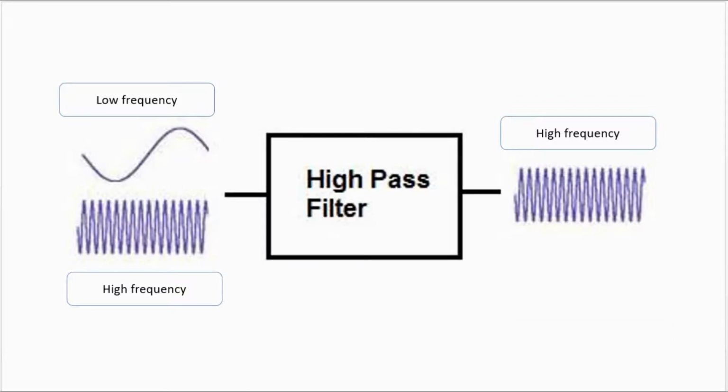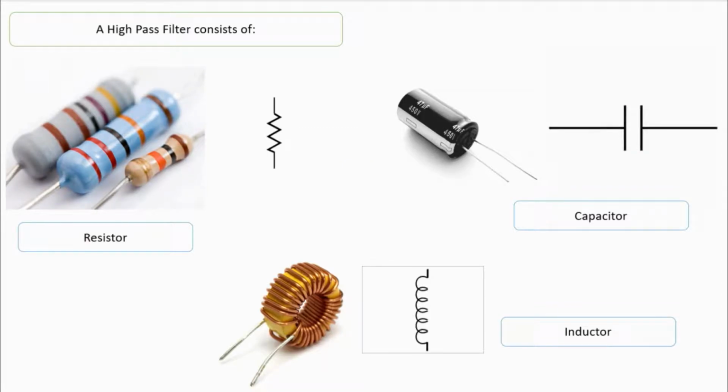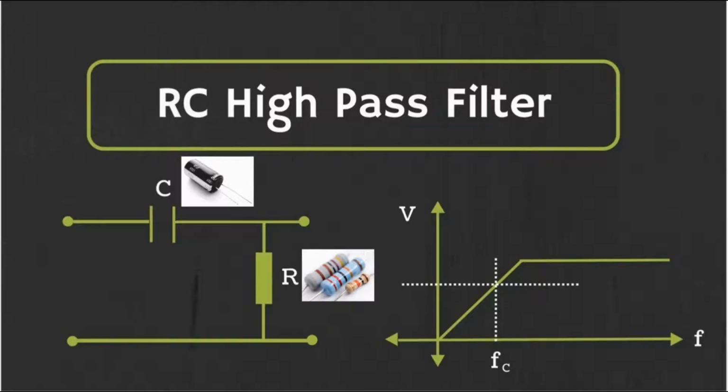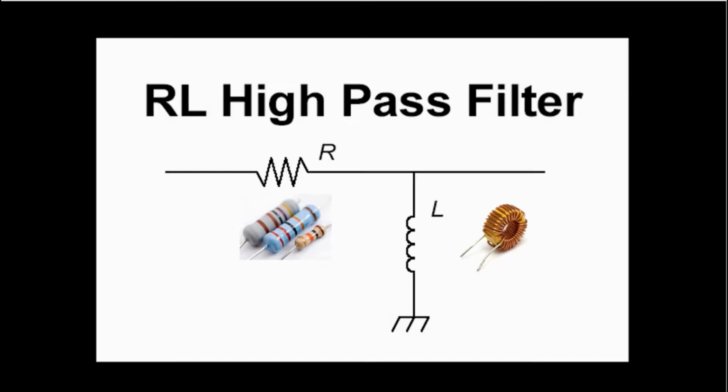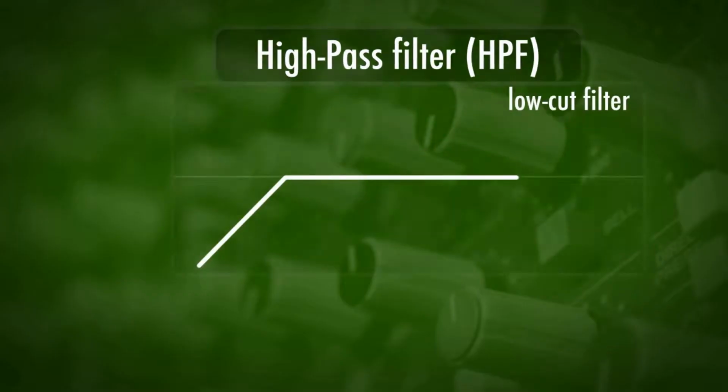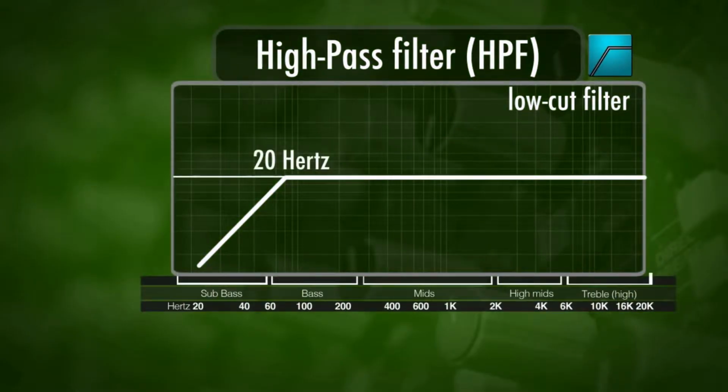High-pass filter can be constructed using a resistor with either a capacitor or an inductor. A high-pass filter composed of a resistor and a capacitor is called a high-pass RC filter, and a high-pass filter with a resistor and an inductor is called a high-pass RL filter. A high-pass filter lets through the high frequencies by cutting all the low frequencies.